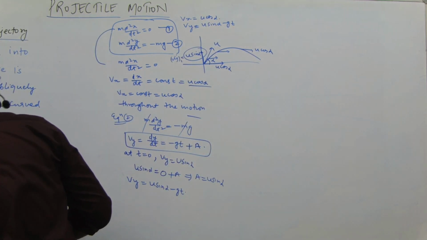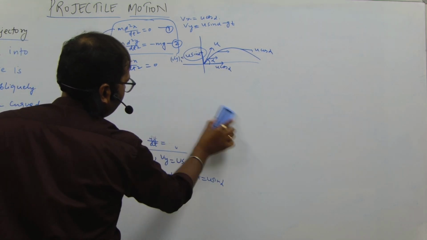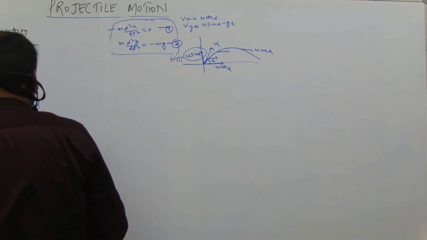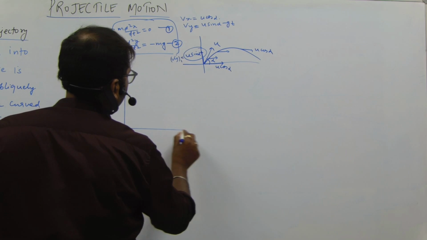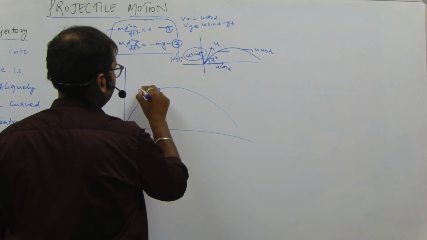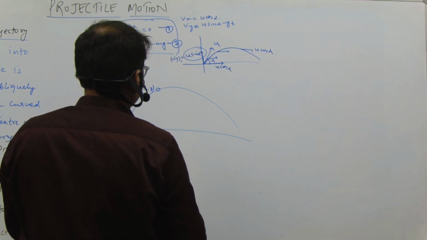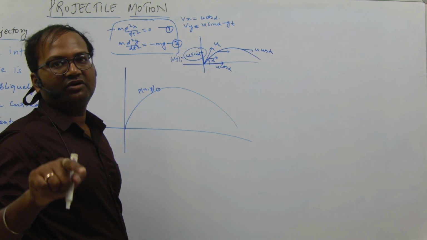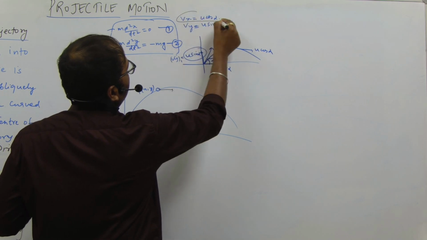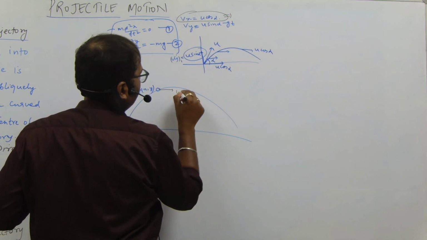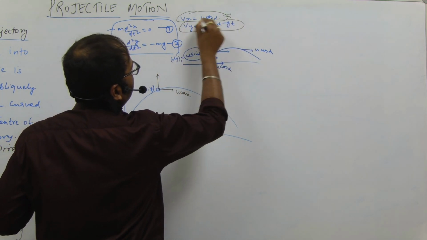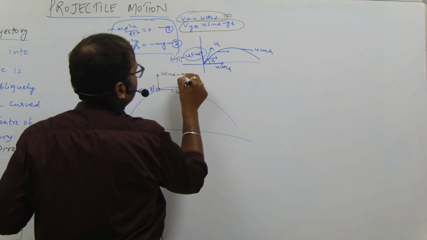Let us draw this for better understanding. Let us take a random point here, P(x, y), and analyze the velocity there. What we have studied is that the velocity along the horizontal direction is always constant. So this is u cos alpha, constant throughout the motion. And at time t, the velocity along the vertical direction is u sin alpha minus gt.